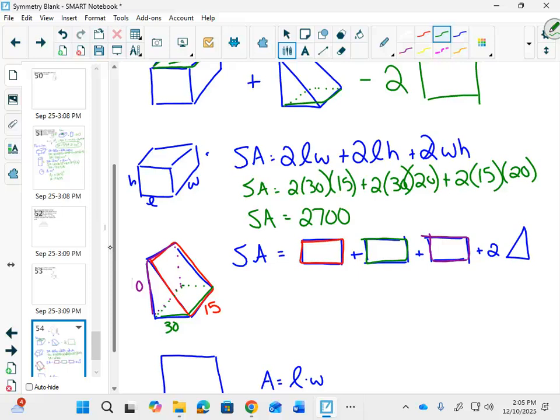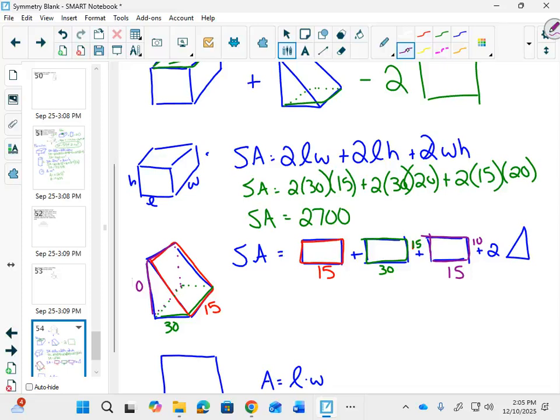Does this help me with certain things? In the red one, do you see that you know the 15? Do you know the height of that red one? Not yet. What about the green one? Hey, the green one I know completely. I know the green one is 15 here and 30 there. The purple one, do I know everything on the purple one? I know 10 and I know 15.